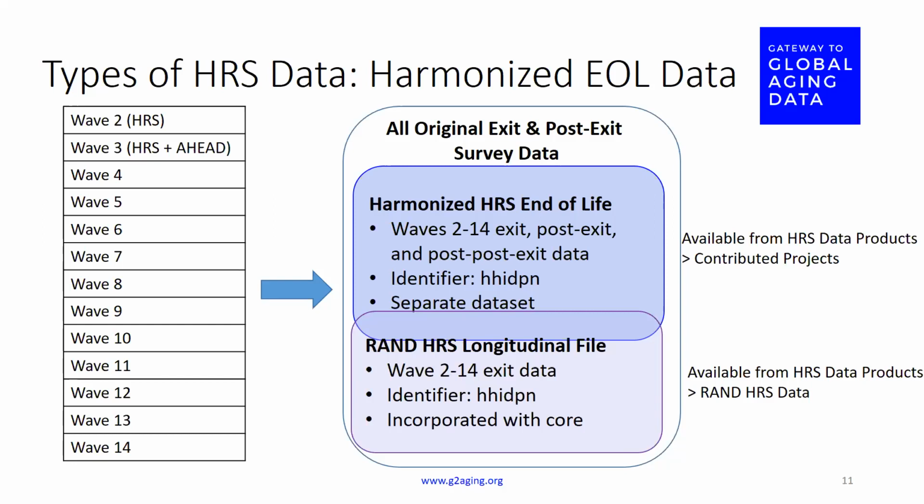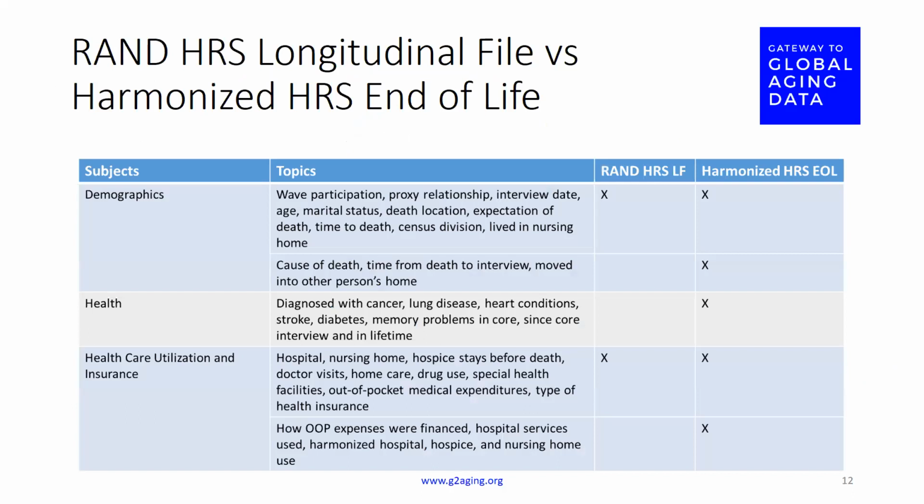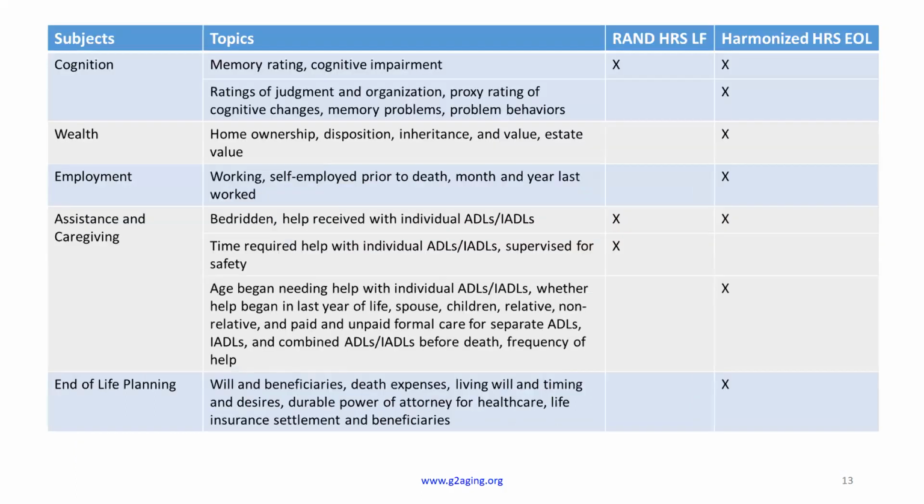There's more overlap in content areas between these groups of harmonized variables than there is for the core interview. For example, both the RAND HRS longitudinal file and the Harmonized HRS End of Life provide some basic demographic and healthcare utilization information, while the Harmonized HRS EOL also incorporates some additional measures. We see more of the same with these subjects, where there are some areas of overlap and several additional variables and subjects available in the Harmonized HRS End of Life.